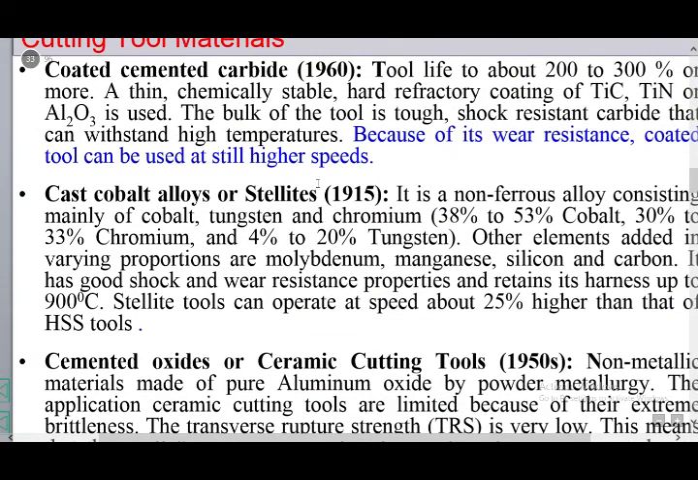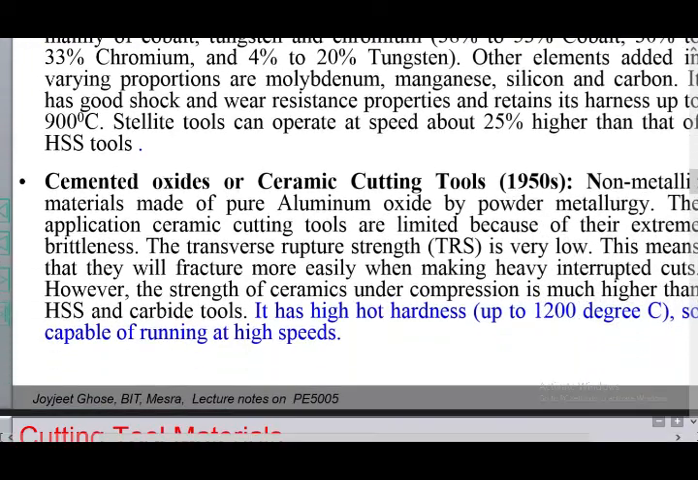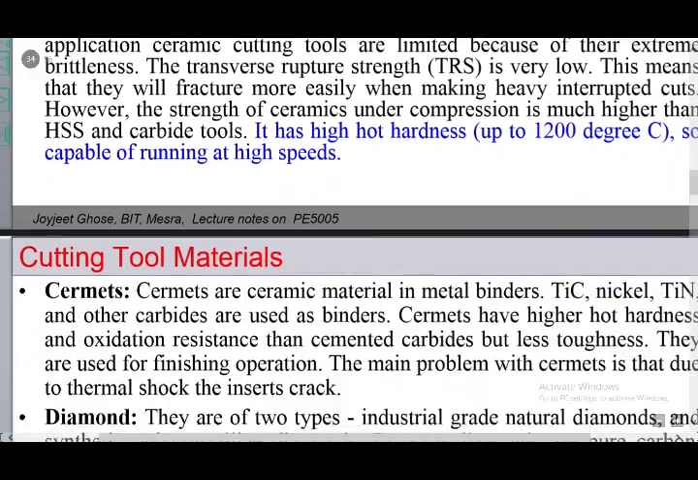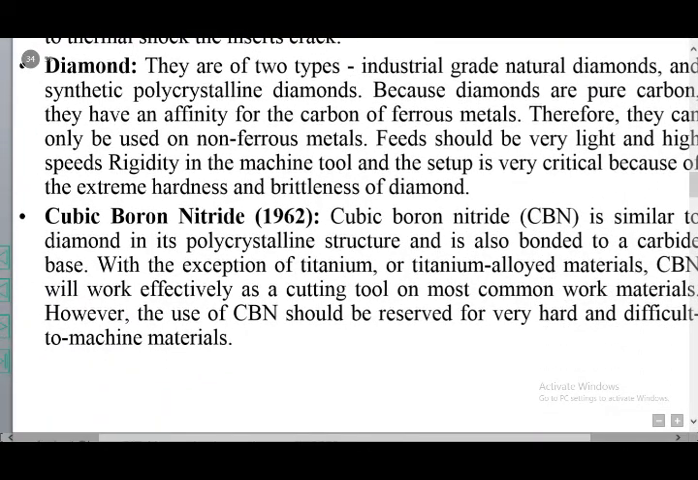Next, cutting tool materials. Cemented carbide: tool life is about 200 to 300 or more. It has a thin, chemically stable and hard refractory coating, TiC and TiN. The bulk of the tool is tough, shock resistant carbide. Next, cast cobalt alloys and stellites. And next, cemented oxides and ceramic cutting tools. Cutting tool materials: ceramics, diamond and cubic boron nitride.